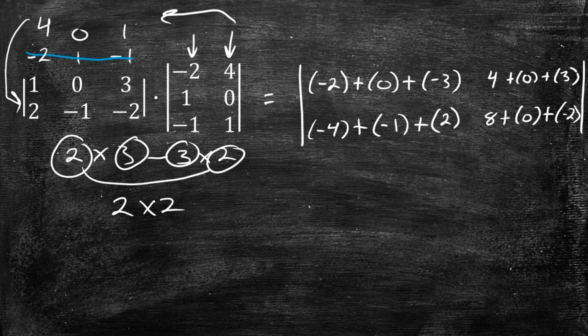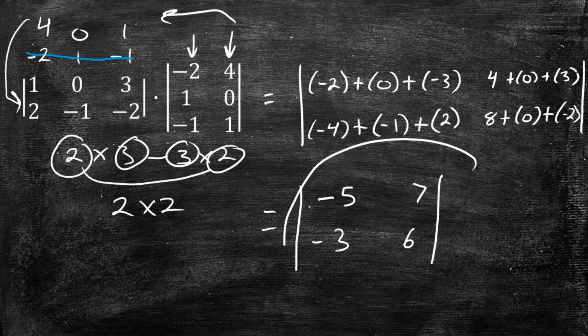All right, so last thing we have to do is just add those numbers together. So let's start with the top left. -2 minus 3 is -5. And then we'll have -4 plus 2 is -2... -5 plus 2 is -3. And then we'll have 7 and 6, just like that. All right, so we found our matrix here. Therefore, this example is complete.